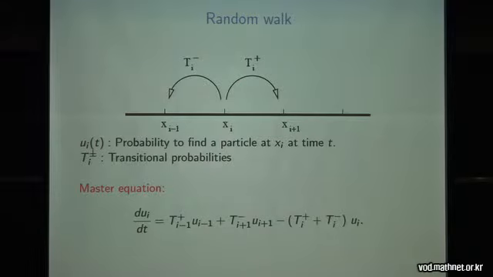So these are the probabilities to jump right or left. And then we can write down the evolution in a master equation where we have jump to the right from i minus 1, or jump to the left from i plus 1, or you jump away from i either to the right or to the left. And now it depends on the choice of these transitional probabilities what kind of model you have.